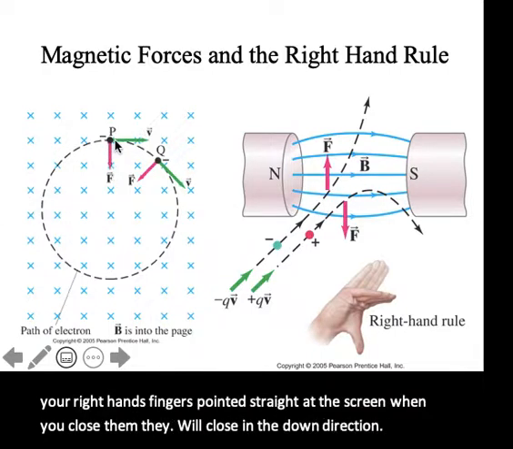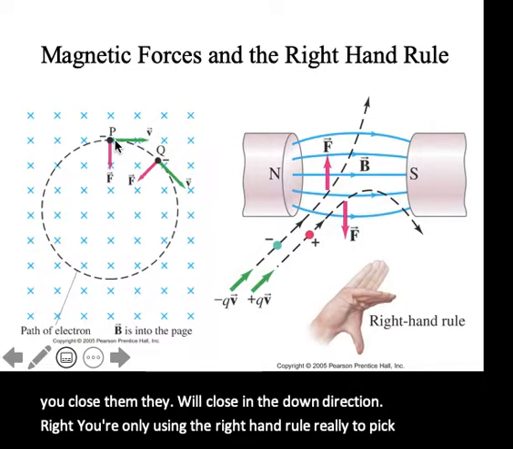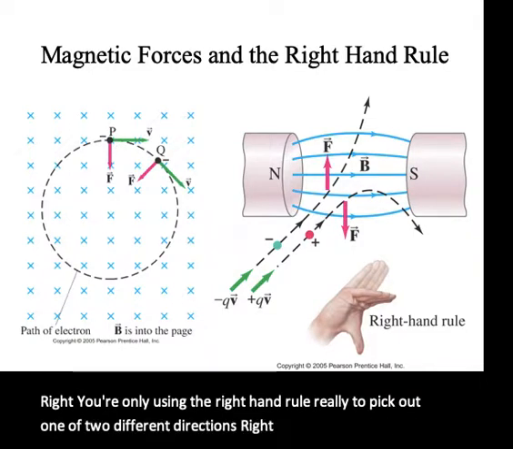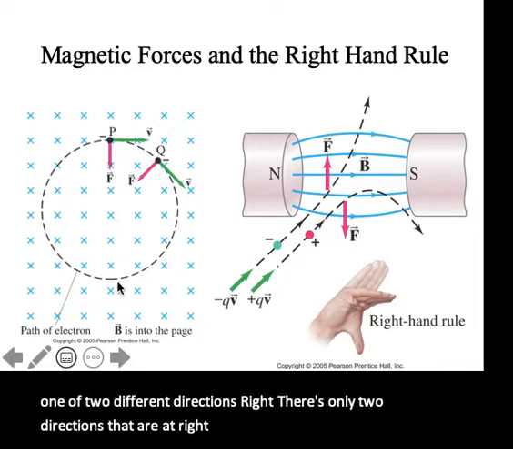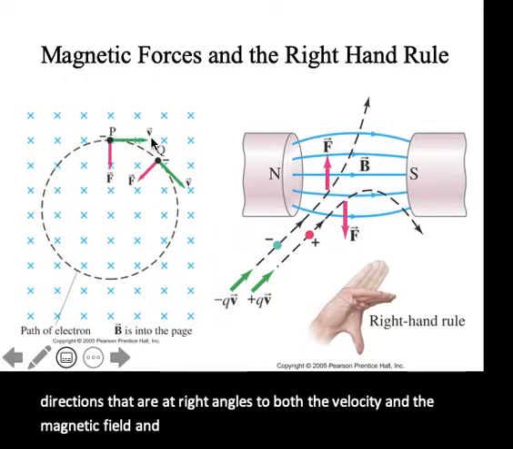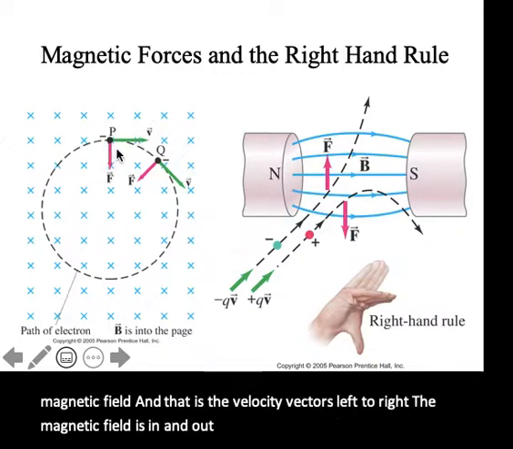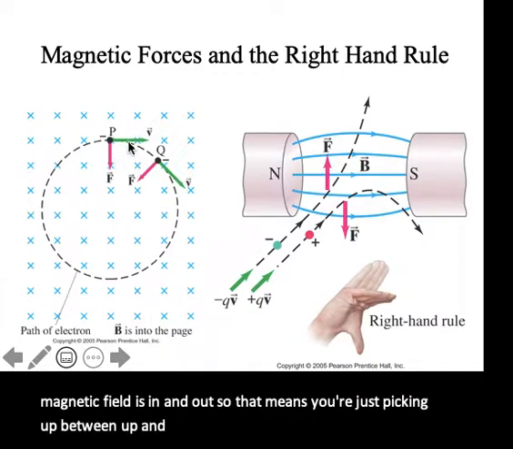You're only using the right-hand rule to pick out one of two different directions. There are only two directions that are at right angles to both the velocity and the magnetic field. The velocity vector is left to right, the magnetic field is in and out, so you're just picking between up and down. So that helps to clarify it, I think.